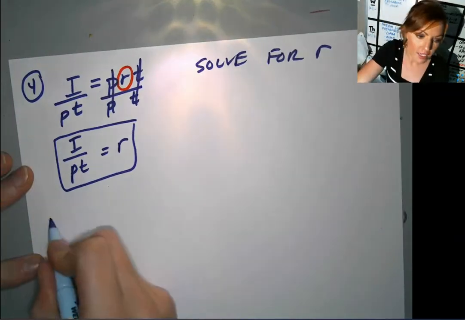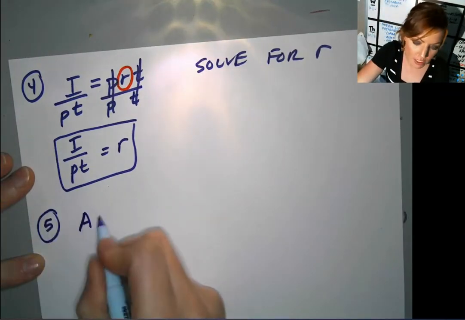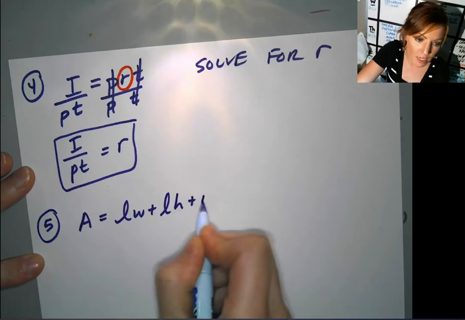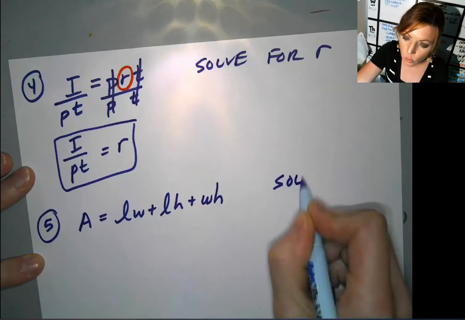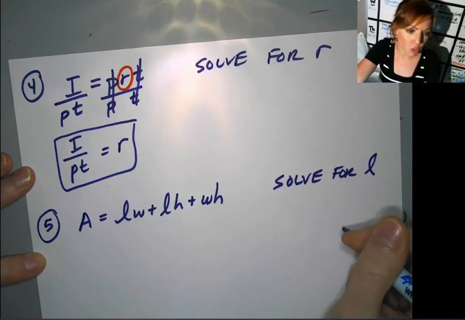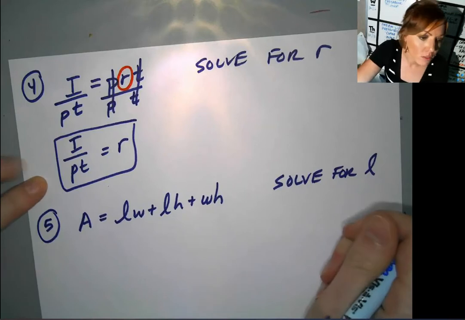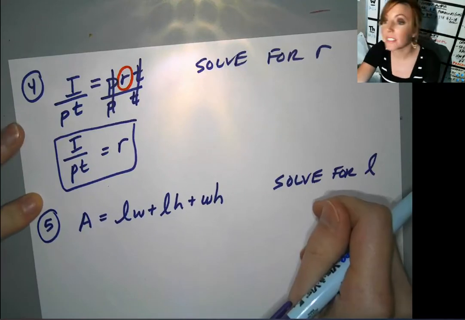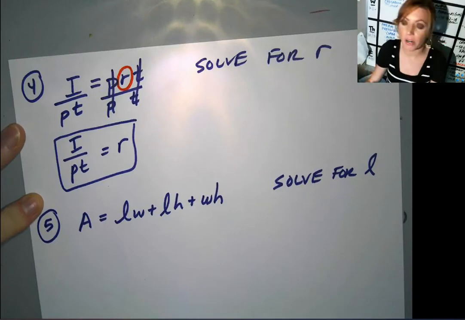That's it. We don't want to overcomplicate. All right. Number 5, same kind of a concept. A equals LW plus LH plus WH. And we want to solve this one for L. I'm going to say again, number 4 happens to be C. Do not take that as being anything except for a coincidence.